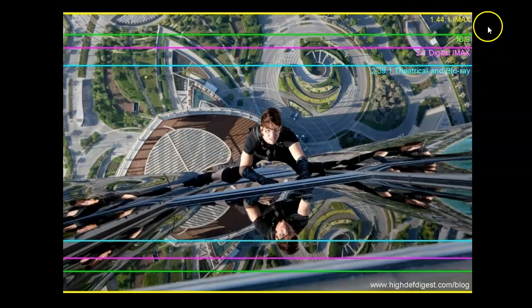If you look at the upper right-hand corner, you'll notice that there is 1.44:1 IMAX, which is basically the full frame image. You have the 16:9 aspect ratio, which is more common to high definition TV. You have the 2:1 aspect ratio, so it gets increasingly wider, if that makes sense, because the height is shrinking, but the width remains the same, and so as we shrink the height, it gets wider.